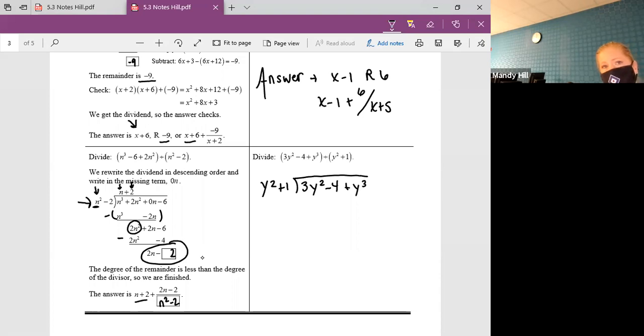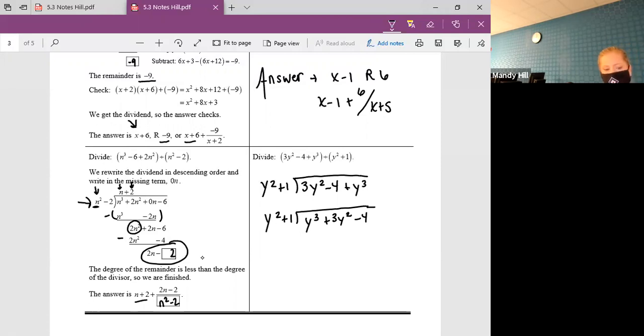The first thing that I'm noticing is this is going to cause me problems because this is not written in order. Usually you would have the highest power exponent first, so y to the third should be at the front. So I'm going to rewrite this: y to the third, then plus 3y squared, and then minus 4. I would write in order because if you don't, you're going to get confused.